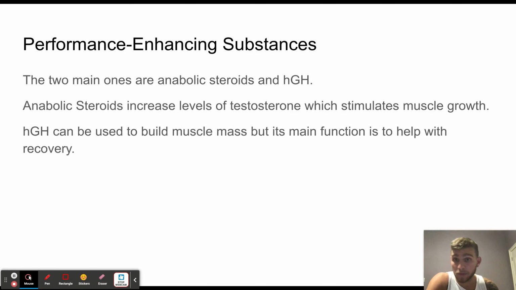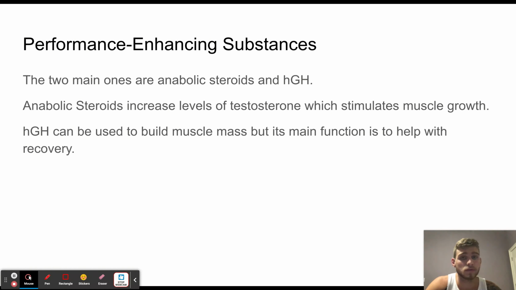All right, next up we have performance-enhancing substances. Two main ones are going to be anabolic steroids and HGH, otherwise known as human growth hormone. Anabolic steroids increase levels of testosterone, which promotes muscle growth. This is usually going to be used by bodybuilders. You'll see it's what makes them really big. One of the negative side effects, obviously, is that since it produces testosterone, now the testicles don't have to, so they'll stop, and then you'll have negative side effects from that.